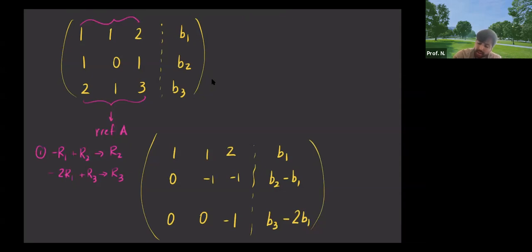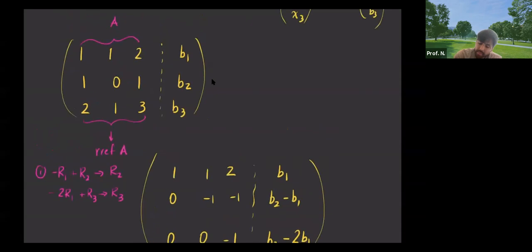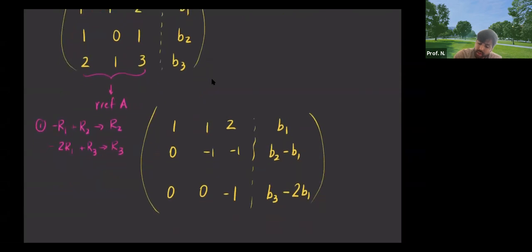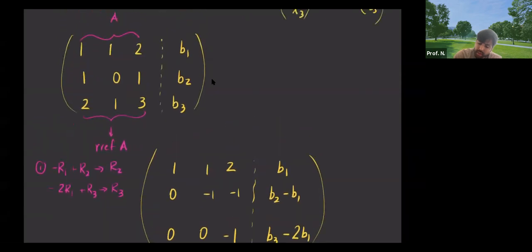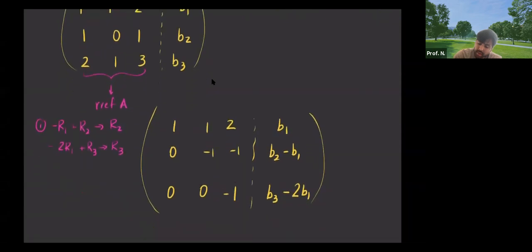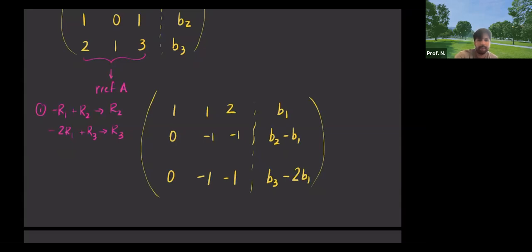Okay, and then what? I'm just making sure that I did this correctly, because I messed up on this entry here. It should be -1. Does everybody see what I'm doing? I'm eliminating, I'm making this into row reduced echelon form, right?